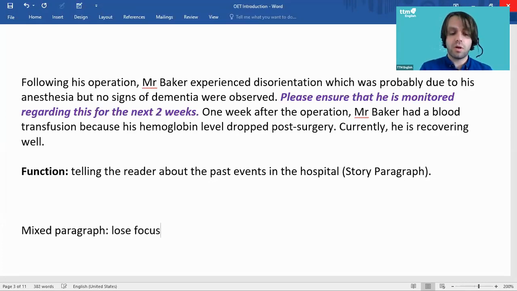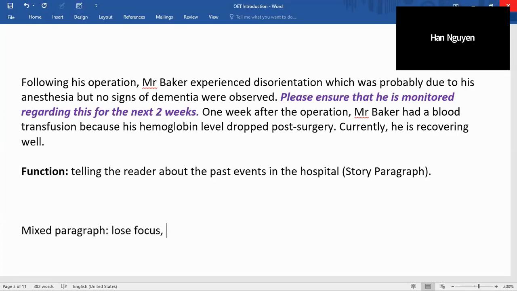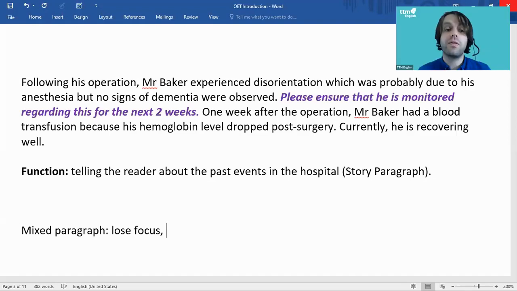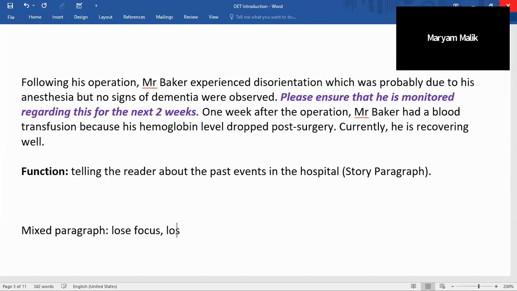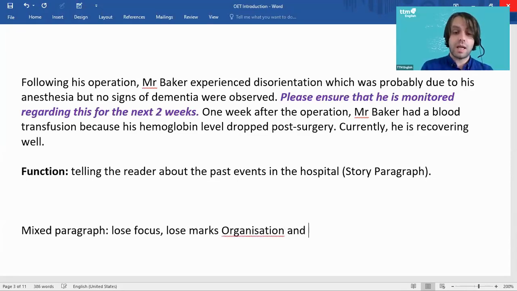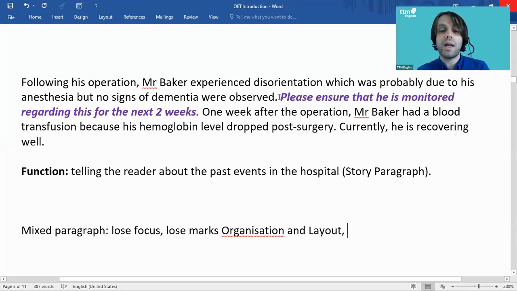Sorry, I forgot to write the other one. Lose marks. You could probably lose marks for, is it well organized? Clarity. Lose marks for clarity, organization and layout. Why do we organize things? So it's easy for the reader to understand. Well, why are we doing this? It's not easy to understand.